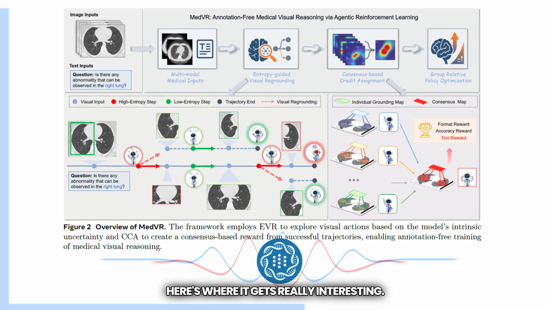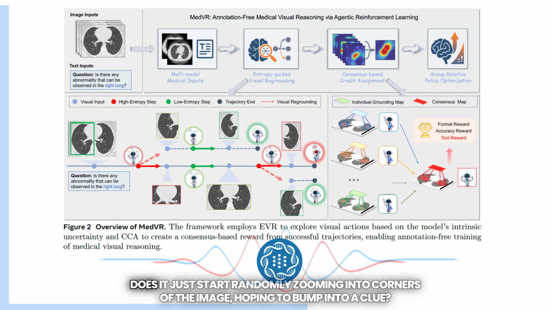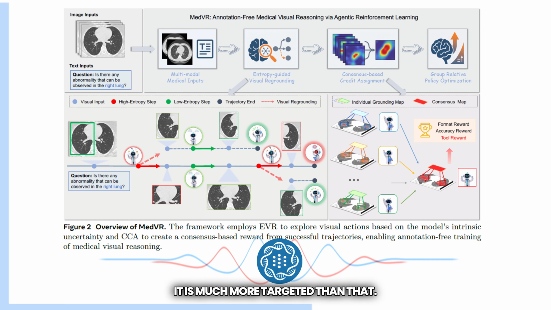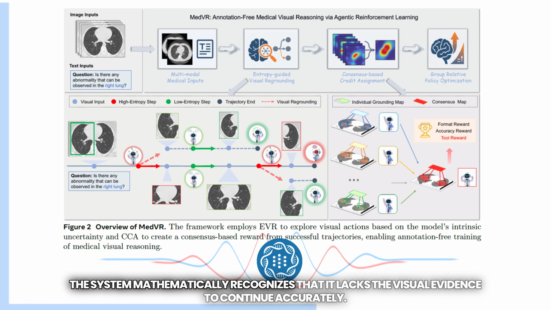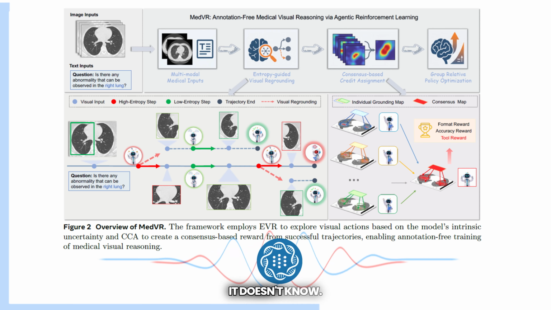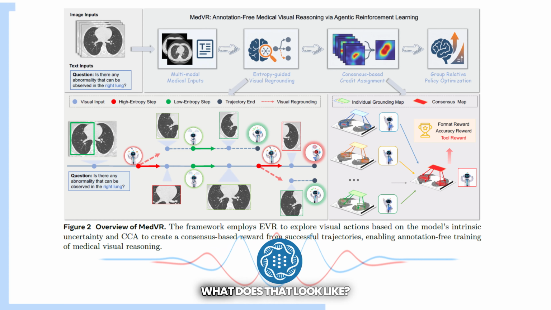Here's where it gets really interesting. So the AI uses this internal confusion to its advantage. Yes, it does. Does it just start randomly zooming into corners of the image, hoping to bump into a clue? No, it is much more targeted than that. If the AI is generating a diagnosis and its entropy suddenly spikes, the system mathematically recognizes that it lacks the visual evidence to continue accurately. So it knows it doesn't know. Right. And instead of guessing and committing to a hallucination, this spike in doubt triggers an adaptive branching event. An adaptive branching event. What does that look like?